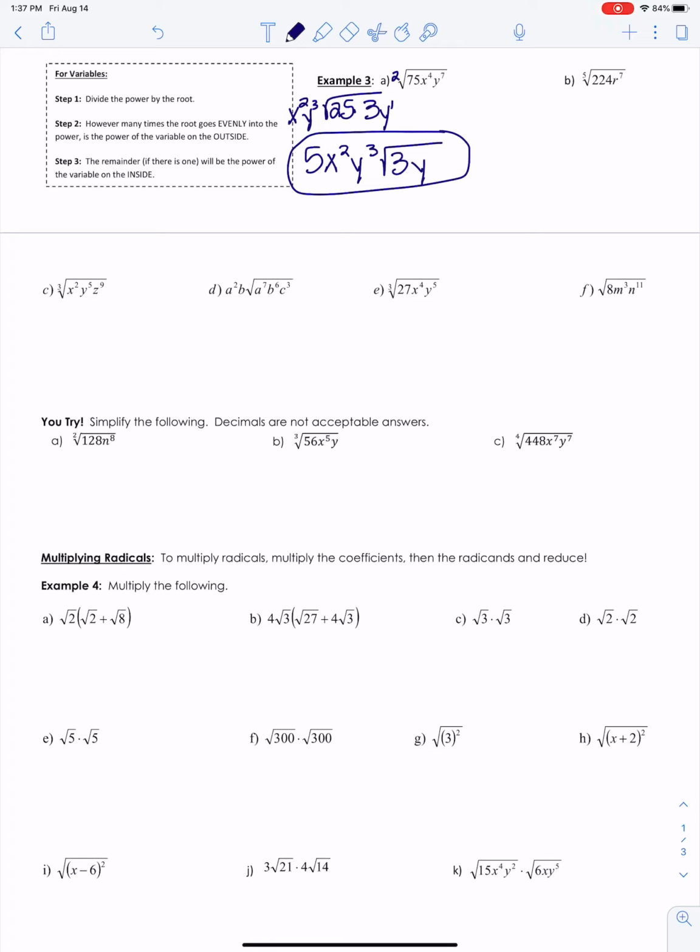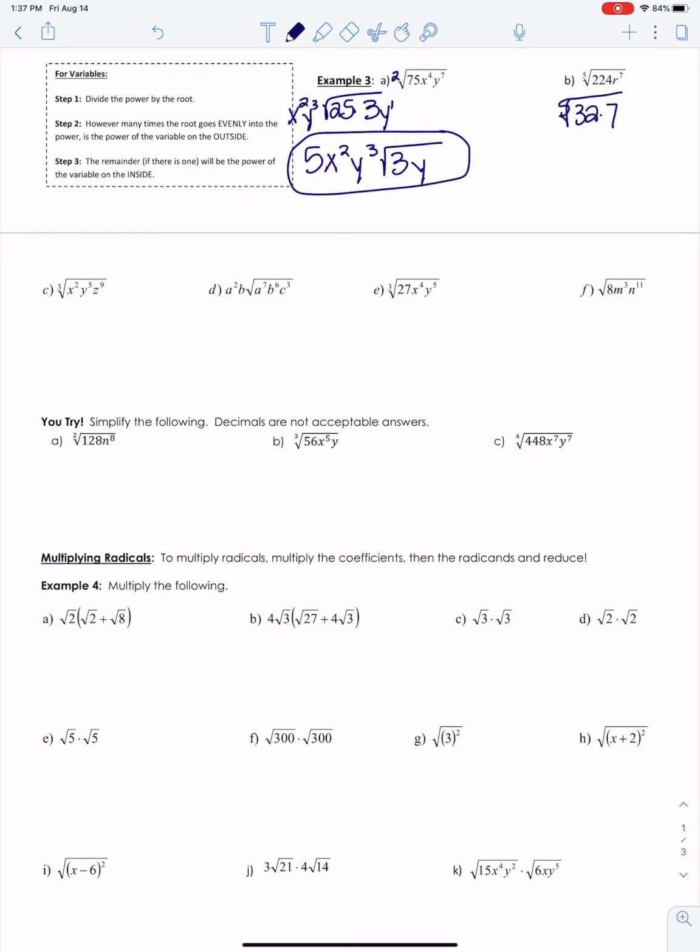Okay, so for B, we're doing a 5. I'm trying to see if there is a perfect fifth that will go into 224. That's actually going to be 32. 32 times 7. And now I'm going to do 5 into 7.